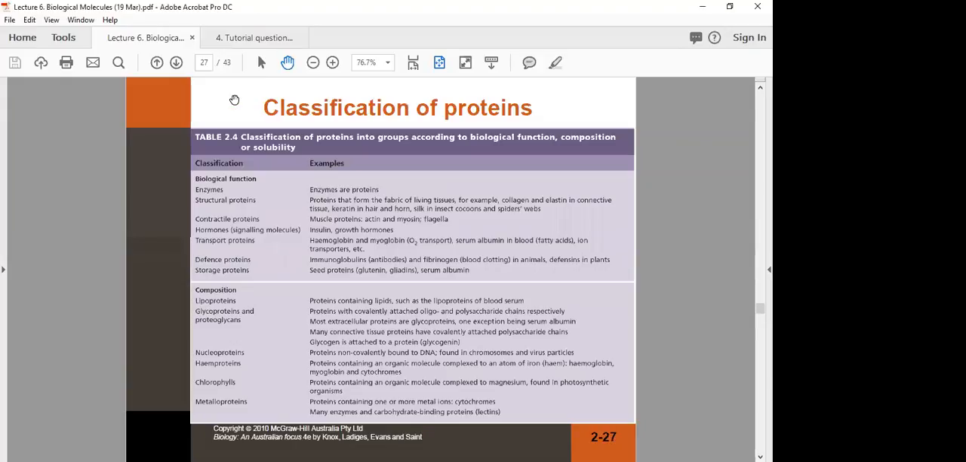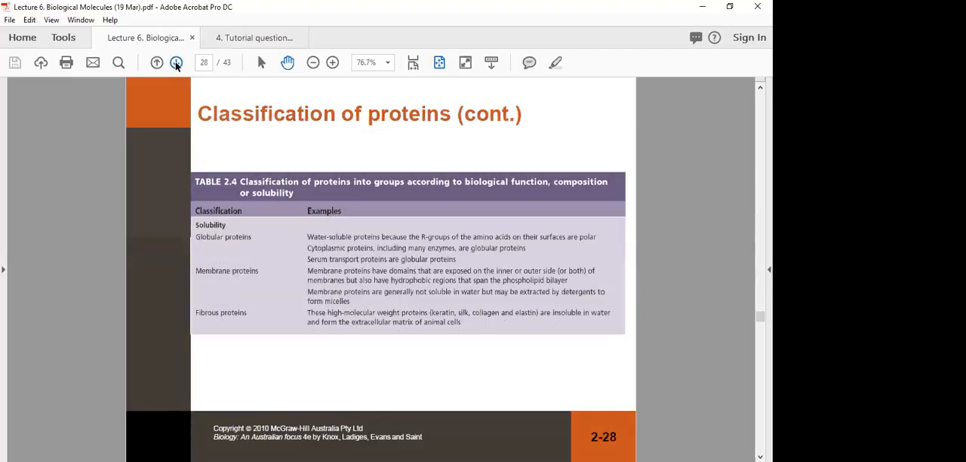All right, this table shows how proteins are classified. You don't need to remember this. This is for your own interest. Okay, proteins can be classified according to biological function. You can see a whole host of different biological functions. They can be classified according to composition or according to solubility.